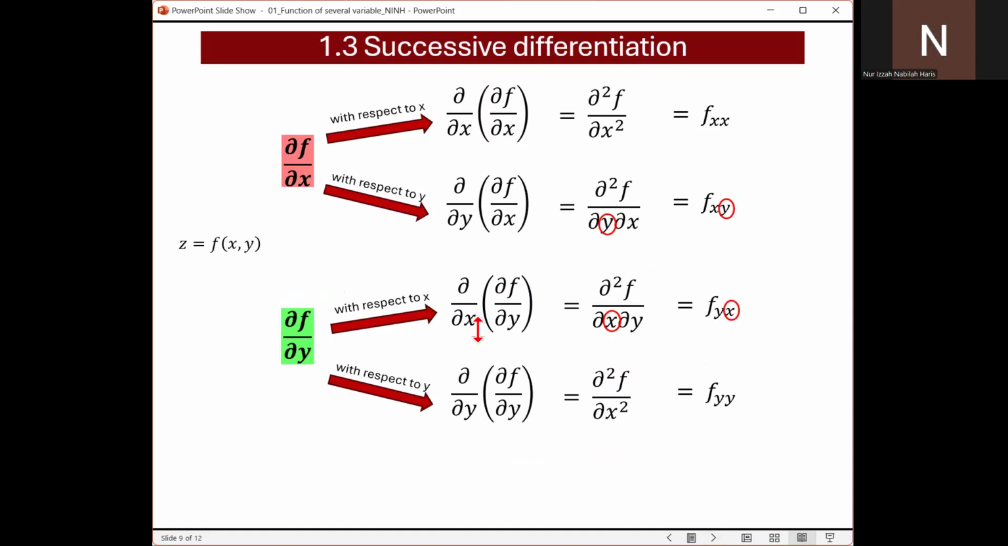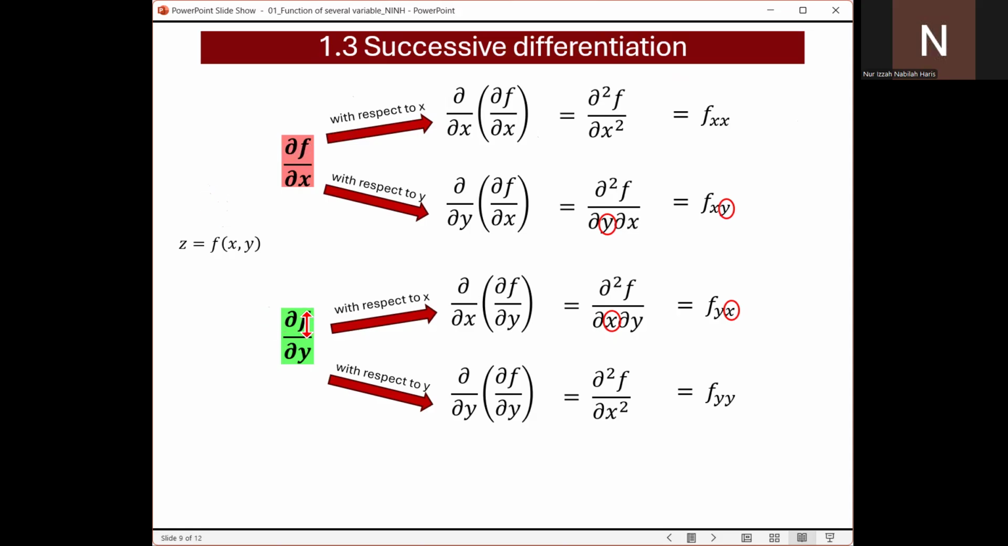Okay. Now, successive differentiation. Successive differentiation is similar to higher order derivative. For a normal derivative, we call it higher order, but for a partial derivative, we call it successive differentiation. So when we do it for a partial derivative of this function, for example, we can get 2, right?